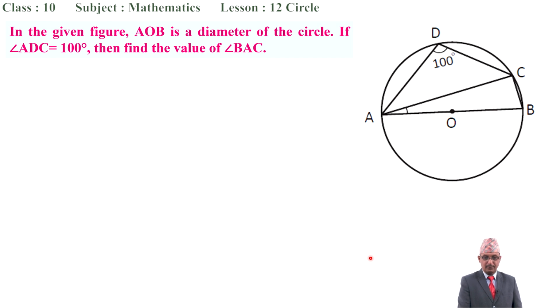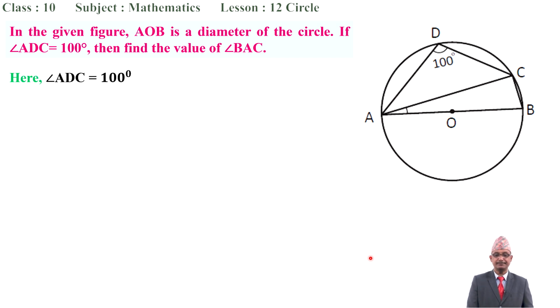So which angle are we given? We are given angle ADC, 100 degree, and we have to find angle BAC. Do you have any idea how we can find angle BAC? Think a moment. Yes, good try. This AB is a diameter, so angle ACB is an angle in a semicircle. And we know that an angle in a semicircle is a right angle, that is 90 degree. So this ACB will be 90 degree. Yes, so we have got one angle of triangle ACB.